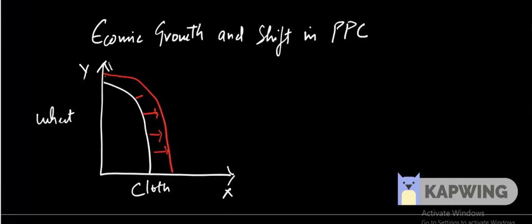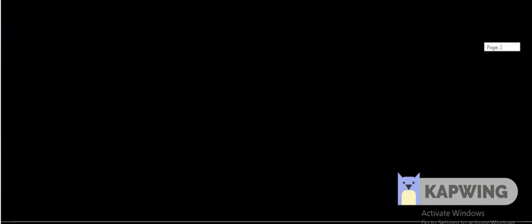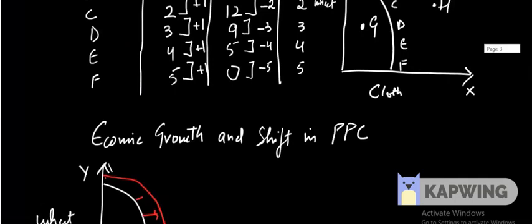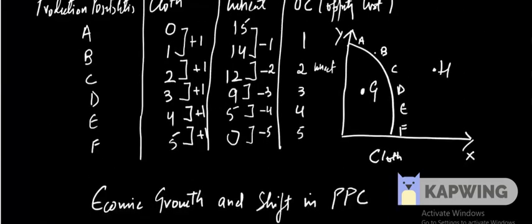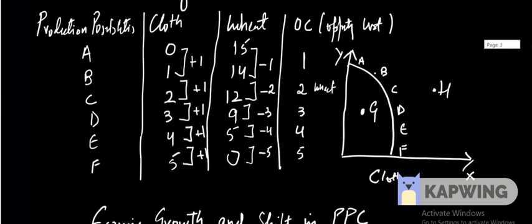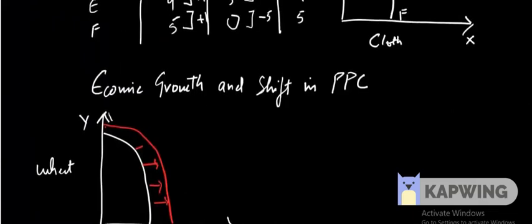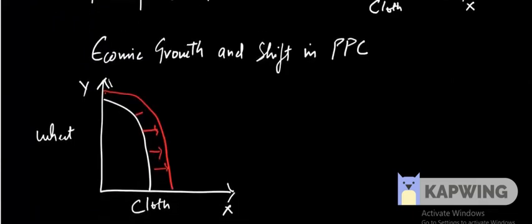As in the earlier case we have shown that it was not possible for an economy to produce point H. So now, when we increase the technology, it becomes possible for an economy to produce point H. It is only after the economy makes some progress that a point outside the initial production possibility curve becomes possible to produce.